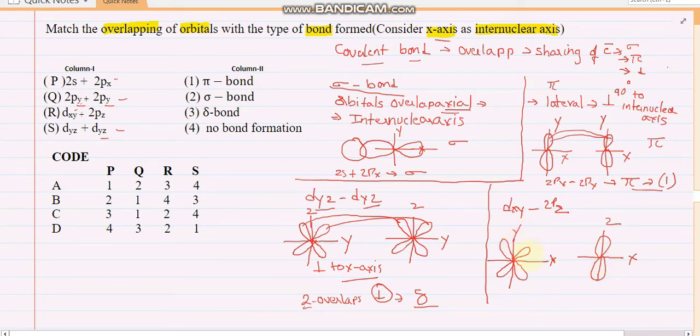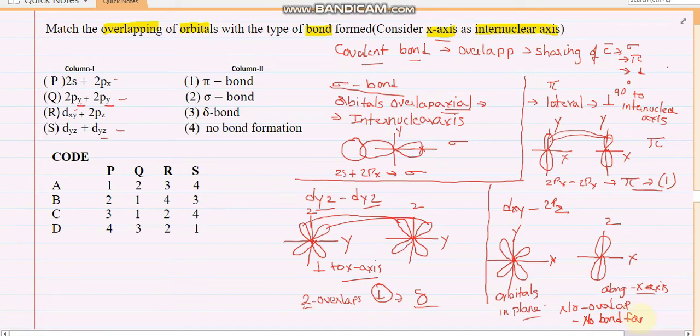Now here xy, whenever I say xy, orbitals will be in plane. Orbitals in plane. Here orbitals along axis. Here the orbital is present along the axis. So when one is in plane, the other is in axis. There is no overlap. So when there is no overlap, then there won't be any bond formation.